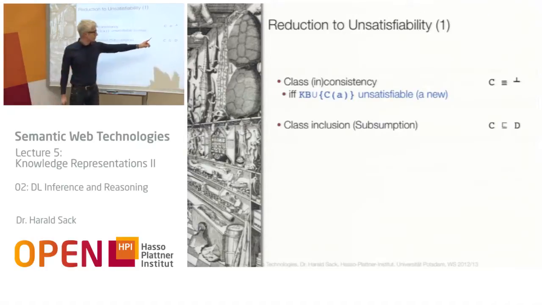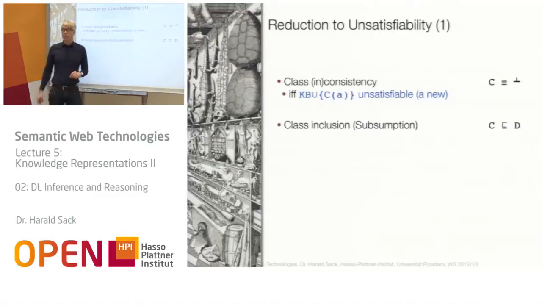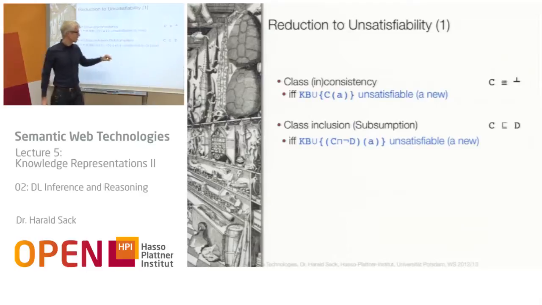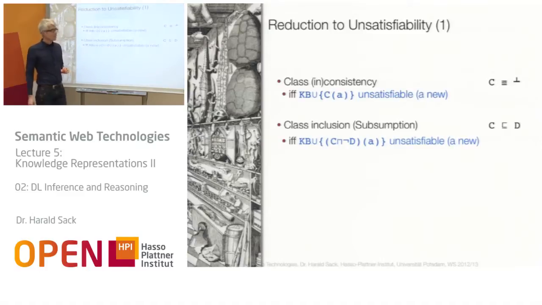Let's consider C is a subclass of D. We can rewrite this, of course, with the negation of that. So what we do here is nothing else but we try to combine the existing knowledge base with a negation of this expression, which computes to this conjunction, and we instantiate it with an individual A, and we ask if this is unsatisfiable.